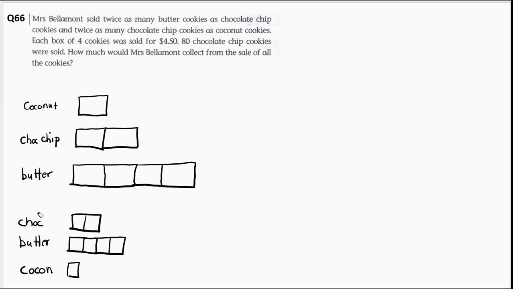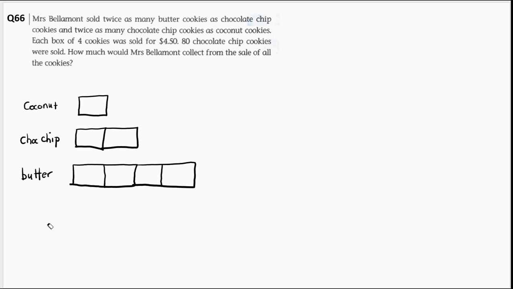So it doesn't matter which way round you drew this, as long as you captured all of the information and captured the relative size of the relationships between the bars. Okay, let's crack on then. We're now told each box of cookies was sold for $4.50. There's nothing I can do with that at the moment.